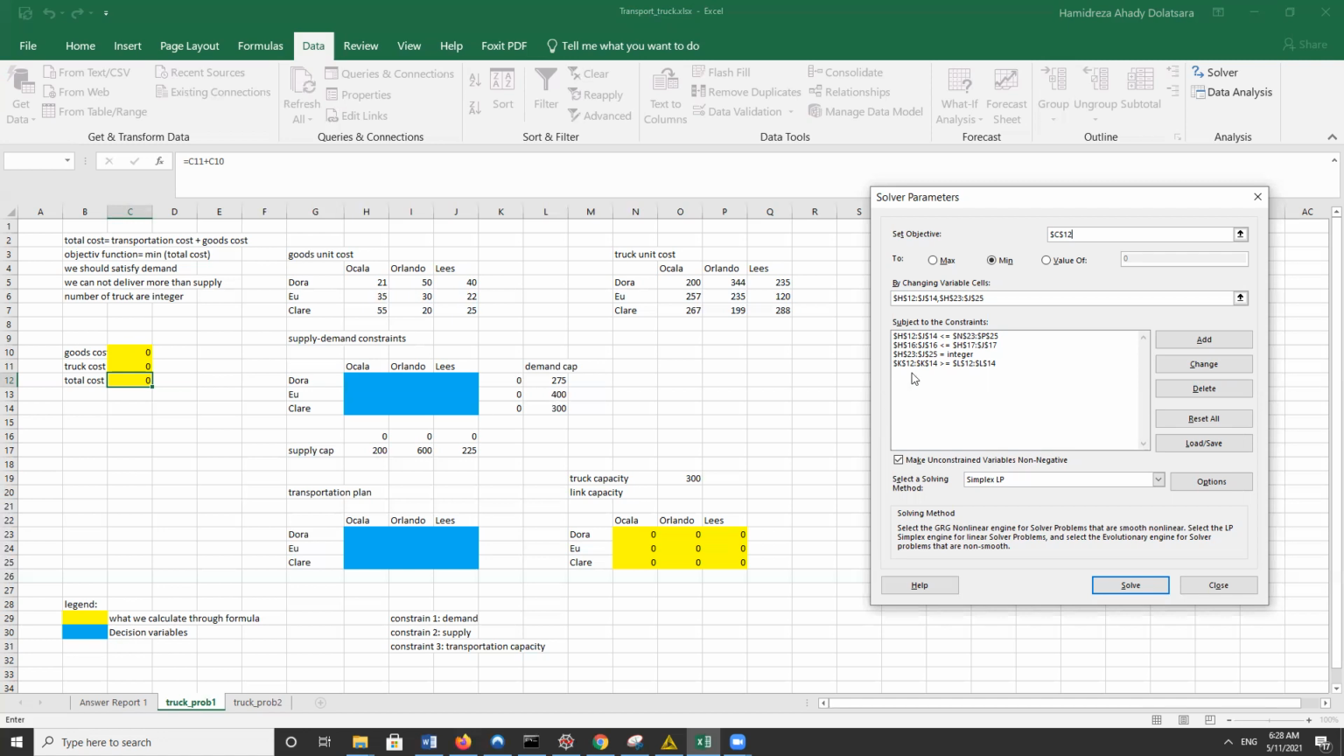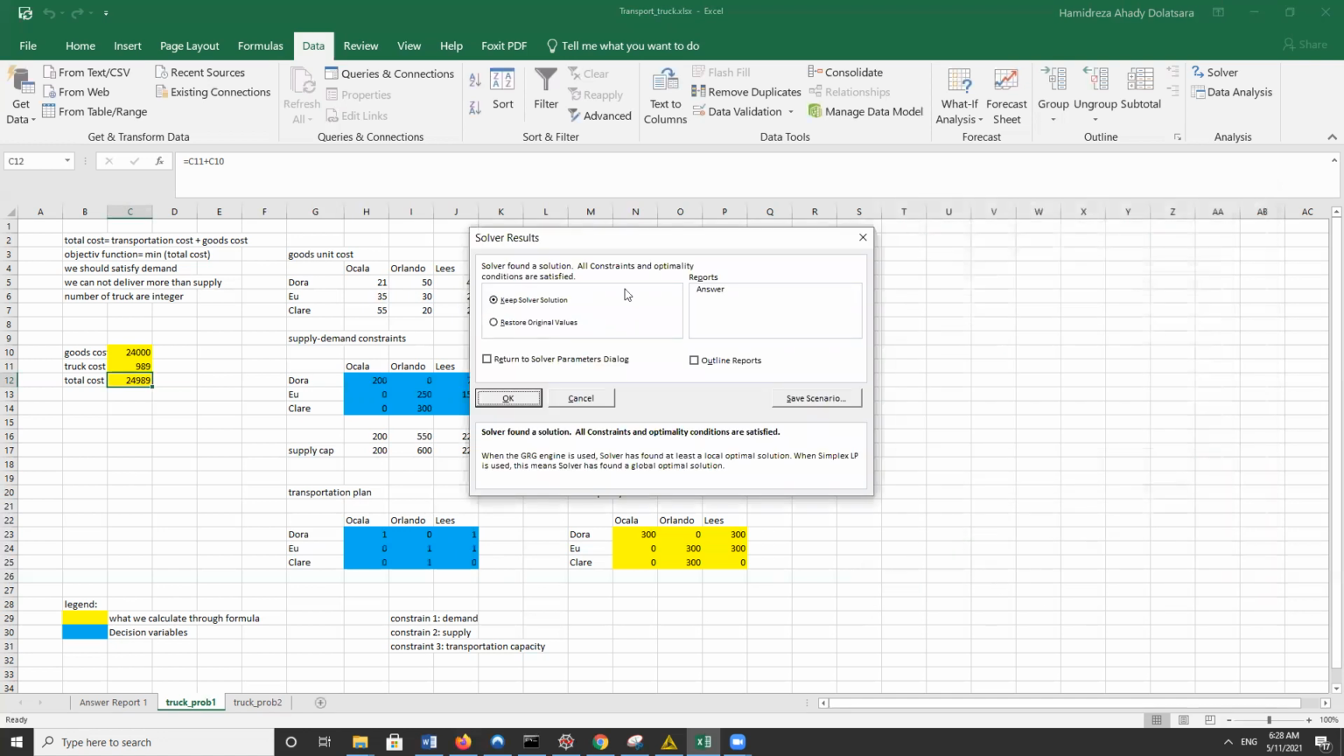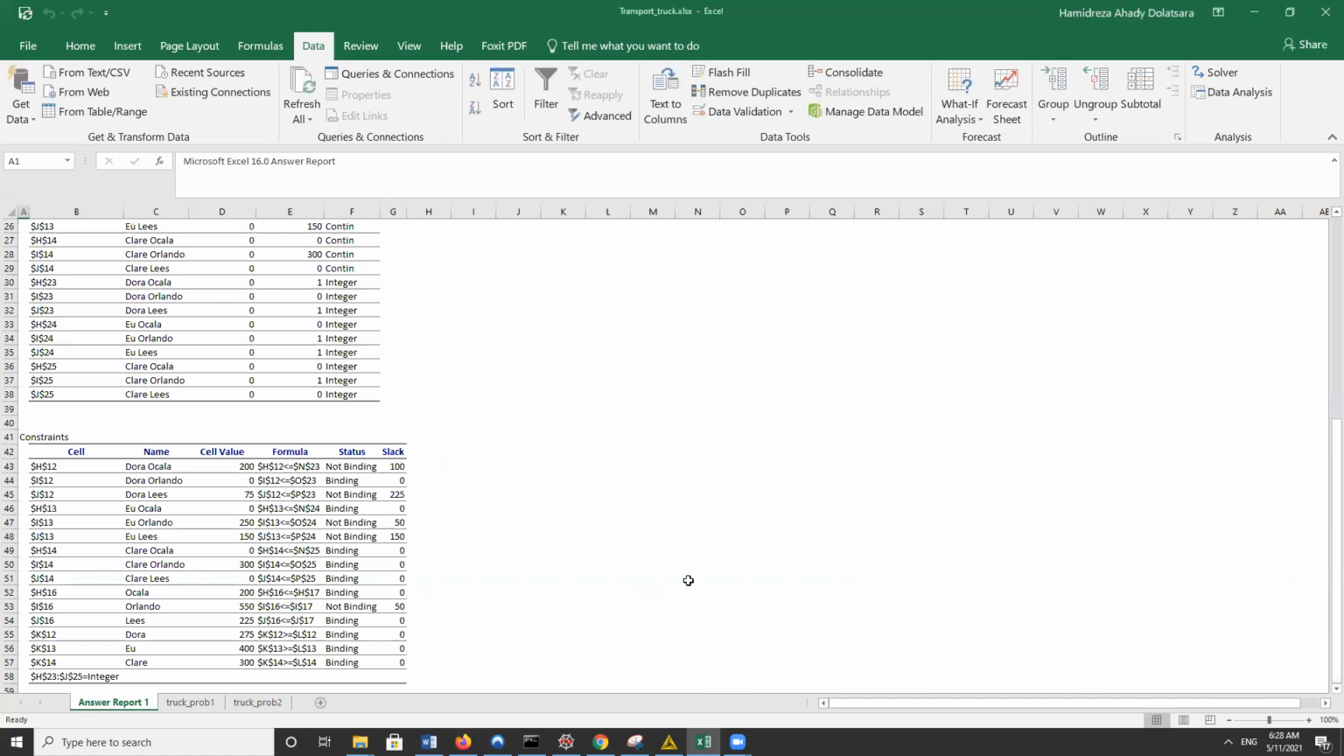And the third one is just saying that H23 to J25 are integers. We don't have any half a truck. So all the trucks are integer. Simplex is the method. If you solve it and press solve, you get the answer. But the answer is here.